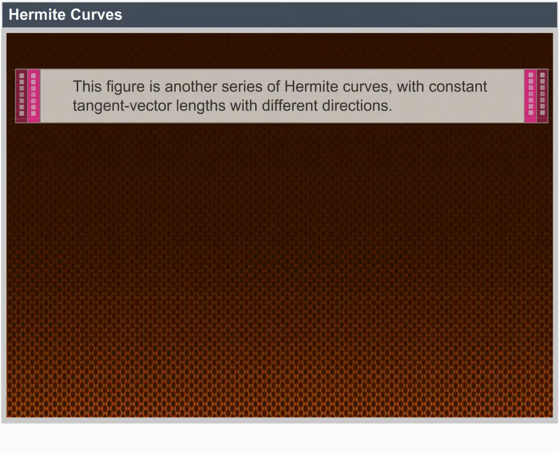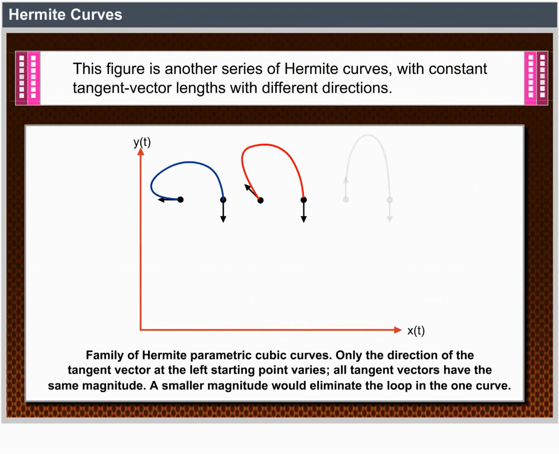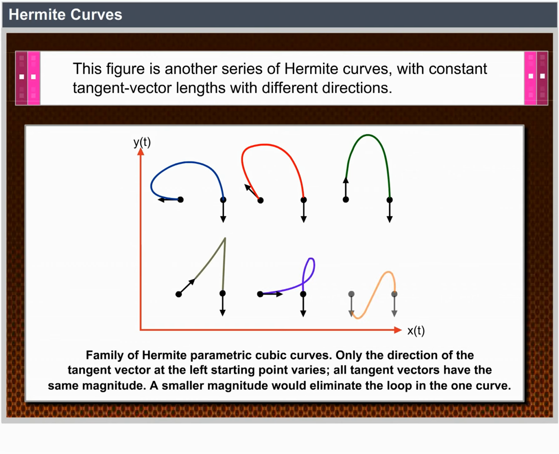This figure is another series of Hermite curves with constant tangent vector lengths but with different directions. This figure shows a family of Hermite parametric cubic curves. Only the direction of the tangent vector at the left starting point varies. All tangent vectors have the same magnitude. A smaller magnitude would eliminate the loop in the one curve.